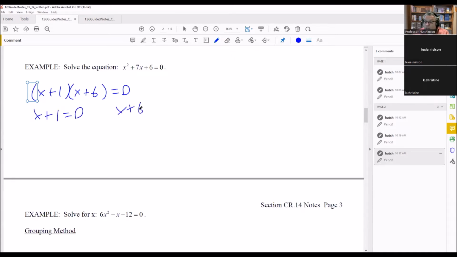Then you just set both of these equal to 0. X is equal to -1, and x is equal to -6. And those would be your two answers that you'd put there.